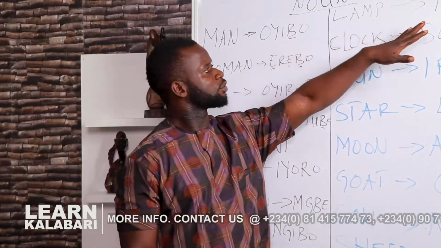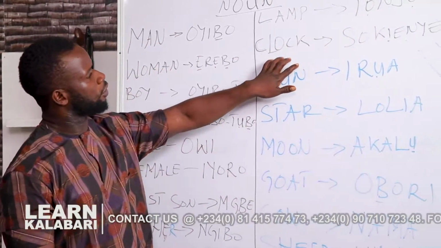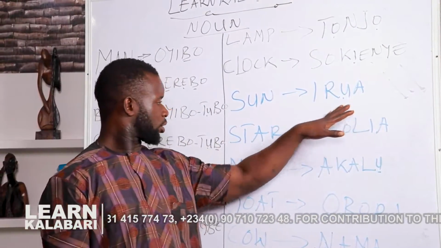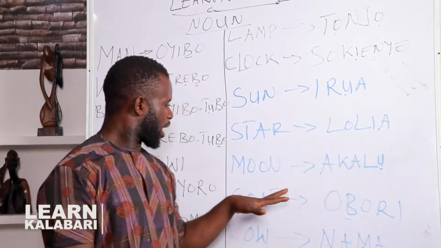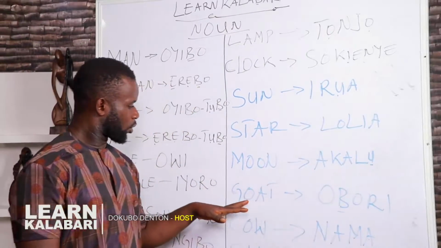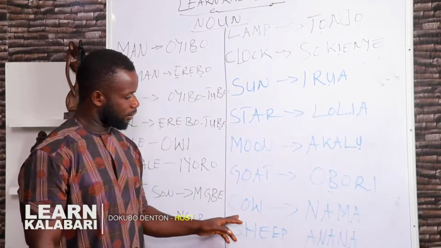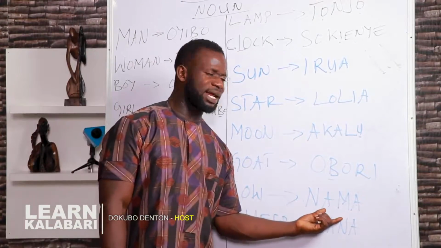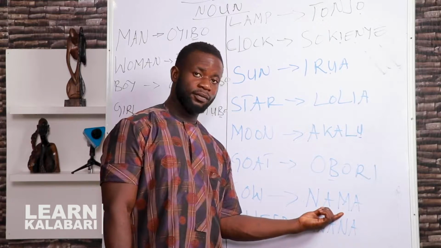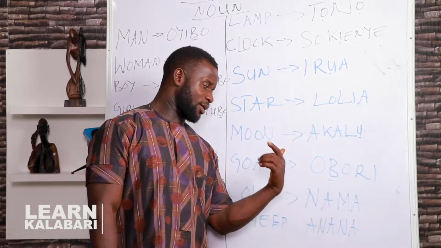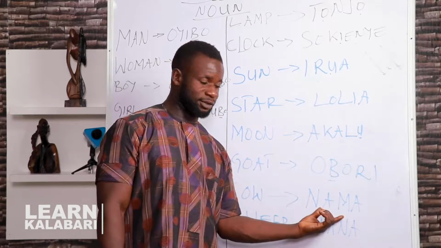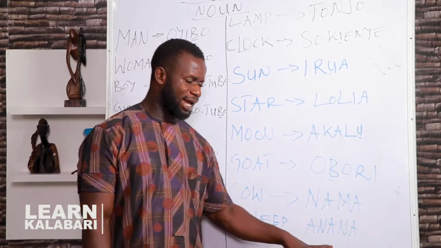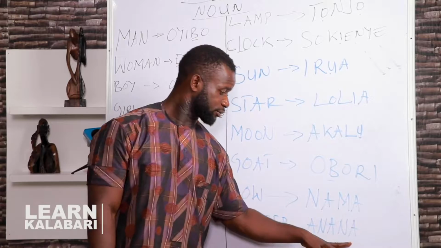We have land, Tonjo. We have clock, Sokenye. We have sun, Eroa. We have star, Lolia. We have moon, Akalo. Goat, Obori. Cow, Nama. We have also treated something similar to this, Nama. This one is pronounced Nama. The other one has a tonal mark. Why does this one not have a tonal mark? So cow is called Nama. And then sheep is called Anana.